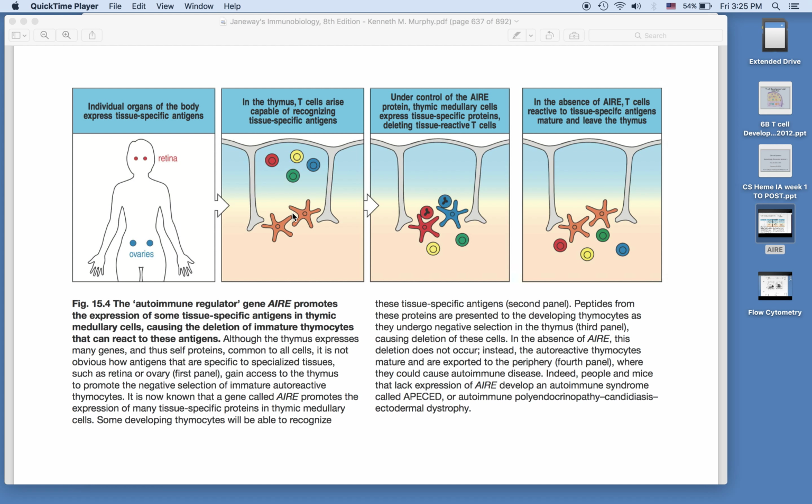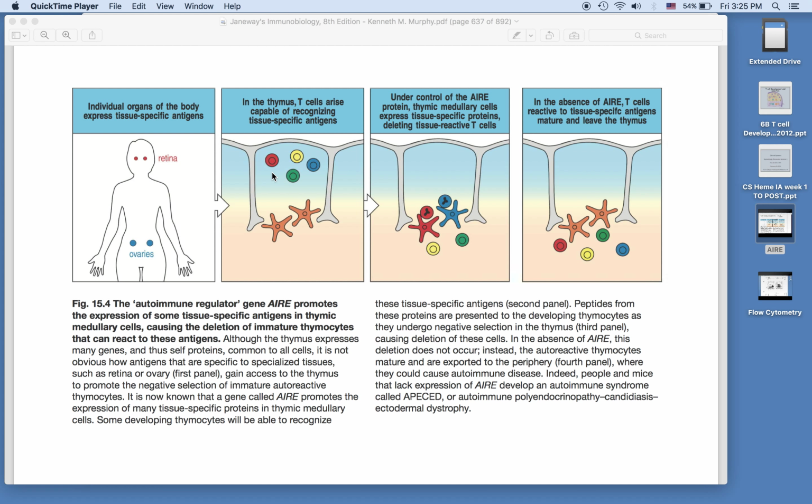Okay, so let's imagine that this red cell here has a specific antigen that's present in our body, and this particular T cell here, an immature T cell, would be self-reactive to that particular antigen. What happens is when that T cell finds this thymic epithelial cell that has that antigen, it goes through a process known as negative selection, and we get rid of that T cell. Okay, that way we don't have a self-reactive T cell population.